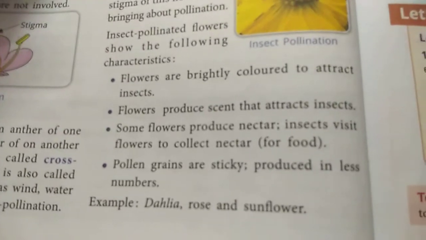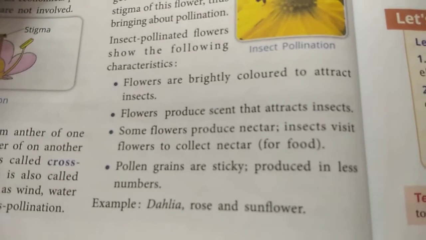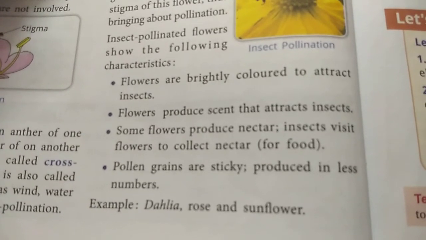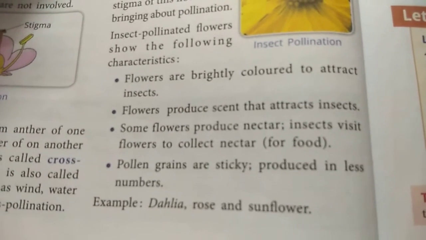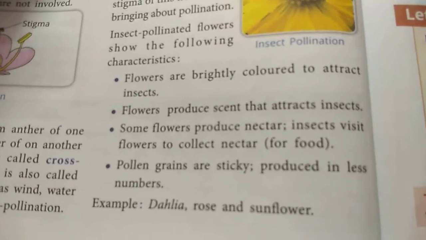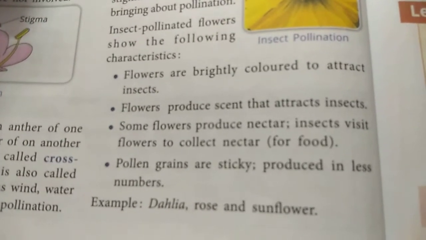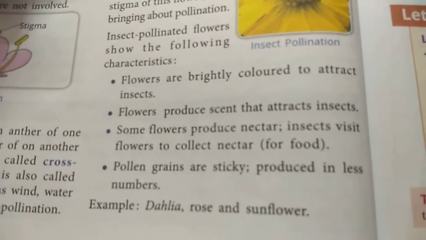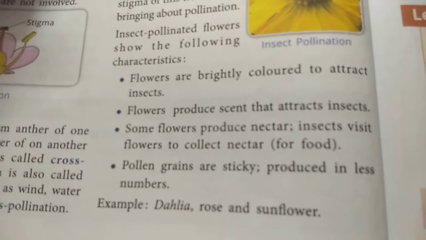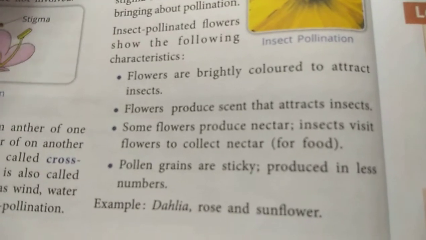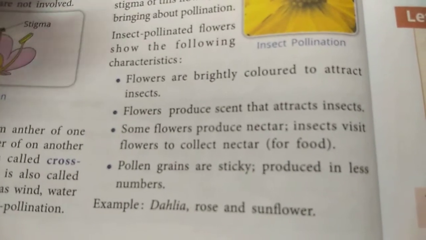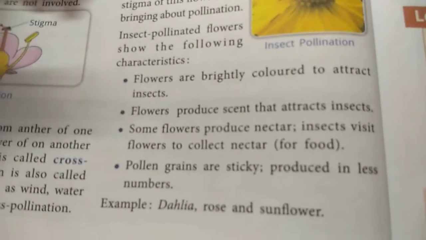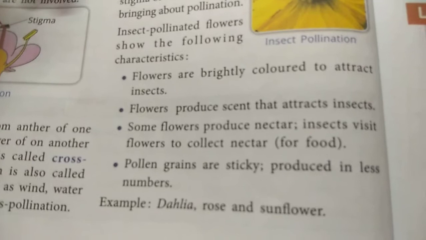Okay, flowers produce scent that attracts insects. Insects are very fond of scents, fragrances. So flowers produce scents so that they can attract the insects. So if a flower is an insect pollinated flower, that flower will be brightly colored and that flower will have a very attractive scent. They will produce a very attractive scent.